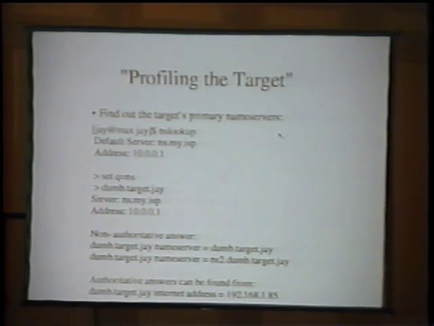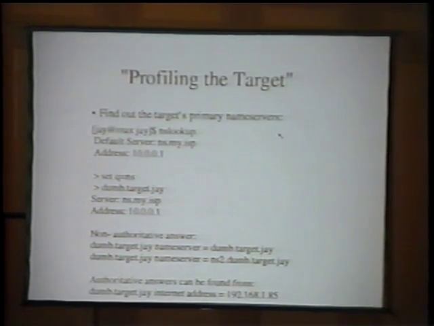Okay, if we start up NSLookup, you can do this with dig, I know, or with Perl. In NSLookup, set query to tell it you want to see the name servers for a zone, and we ask, what are the name servers for dumbtarget.j? And it comes back with two.